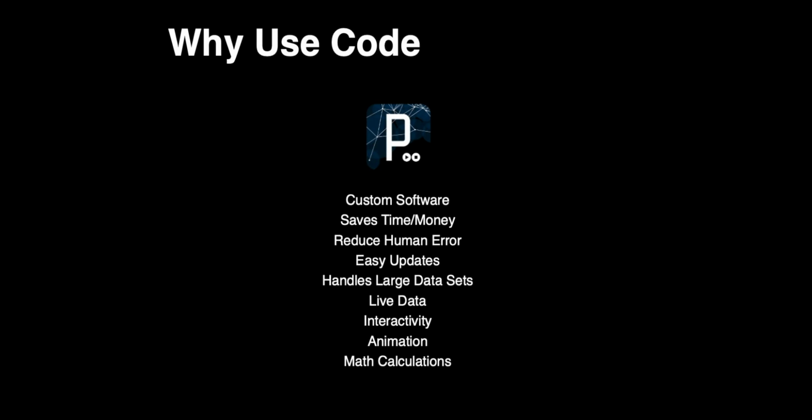So there are many reasons why you should use code when visualizing data. Here are just a few of them. You can make your own custom software. You can save lots of time and ultimately money with any projects. It reduces the number of human errors or completely eliminates them. You can do easy updates with your files. It can handle large data sets too. You can actually port in live data from APIs. You can add interactivity, you can add animation, and then you could add your own mathematical calculations and algorithms to take that data and pivot it into different views and look at it from different angles.